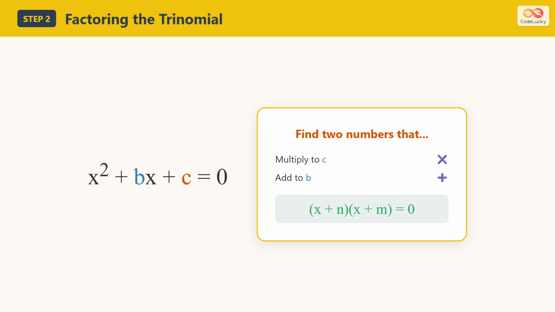For step 2, we need to factor the trinomial. We are looking for two specific numbers. These two numbers must multiply to give you the last number, c, and they must add up to give you the middle number, b. Once found, we write them in two parentheses.